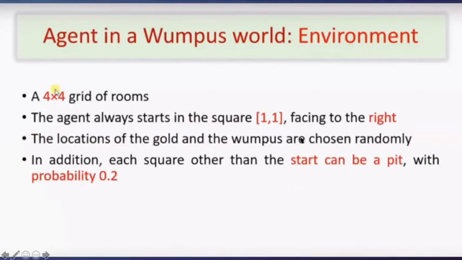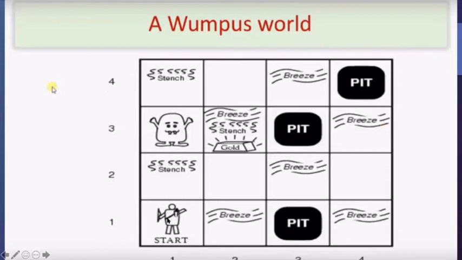Okay, let's see the environment. As I told you, it is a 4x4 grid, and there are rooms. Rooms means there are some blocks. The agent always starts at 1,1 facing right. Facing right means, as you can see in the diagram, it is facing in this particular direction. So this is the right for it. That is the direction the agent is facing.